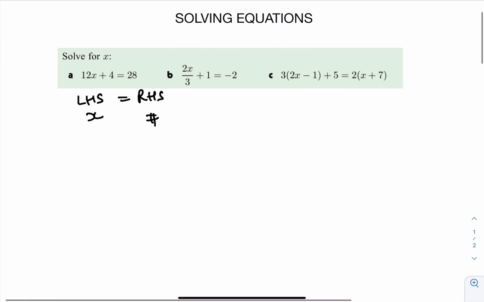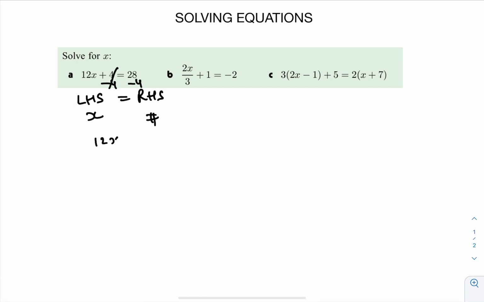So starting from the first one, the first step we need to do is, again, because the number needs to be on the right hand side, so negative 4 both sides. Equal and opposite cancel out, so 12x is equal to 24. Now we will divide both sides by 12, so x is equal to 2.